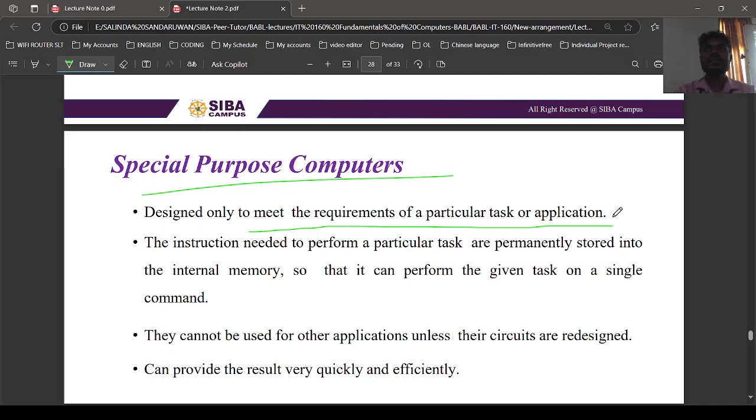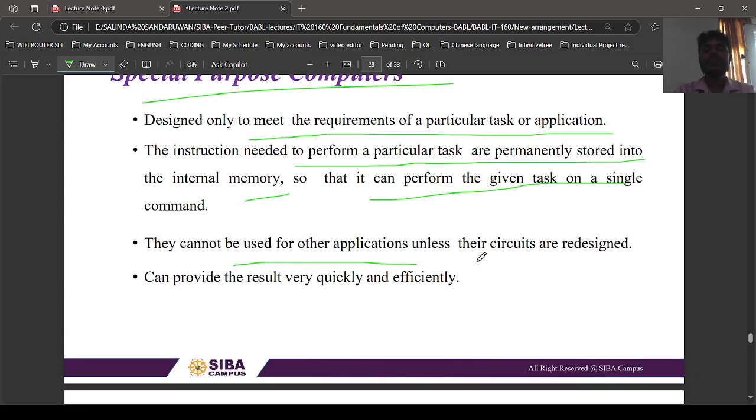So imagine the diabetic meter. You can't test any other value using that one. So it's a special thing. The instructions needed to perform a particular task are permanently stored in the internal memory so that it can perform the given task only. They cannot be used for other applications unless their circuits are redesigned.